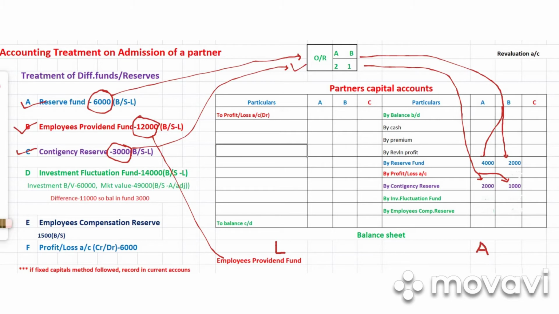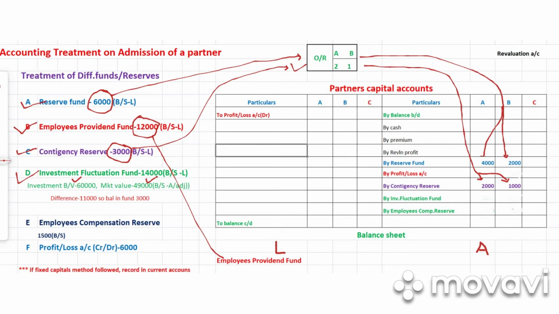Next one is investment fluctuation fund. The investment fluctuation fund is also given in the balance sheet liability side, and there can be different situations, dear students. Now see very carefully. Suppose here I have given a simple example, the investment in the balance sheet in the question is given, let us say book value 60,000. Of course investment is an asset, fixed asset, so it will come in the asset side only. So book value is given 60,000, market value is given 49,000.